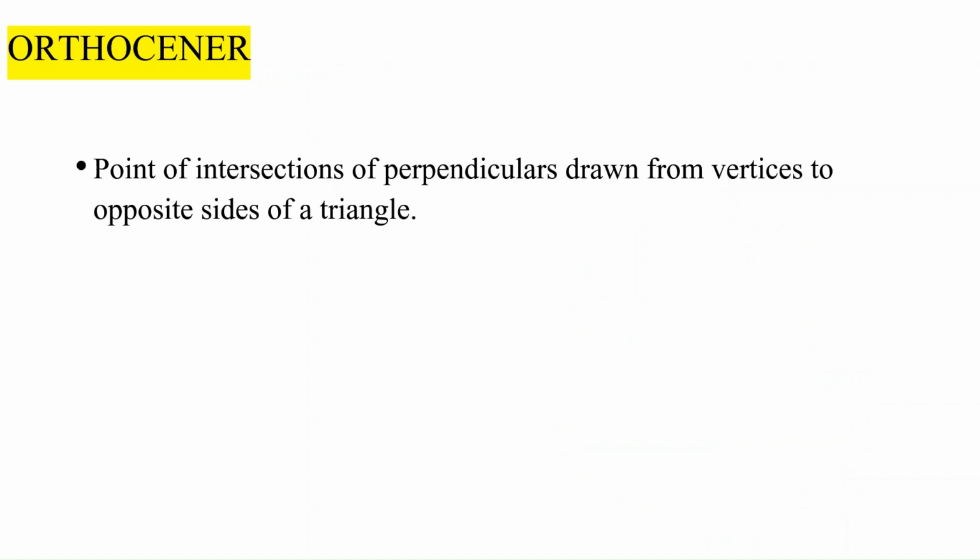Orthocenter is the point of intersection of perpendiculars drawn from vertices to the opposite side of a triangle. In the previous circumcenter, it is a perpendicular at the midpoint. When we extend that, it doesn't have to touch the opposite vertex. But here in orthocenter, it is a perpendicular to a side and it will pass through the opposite vertex as well. Now consider this triangle.